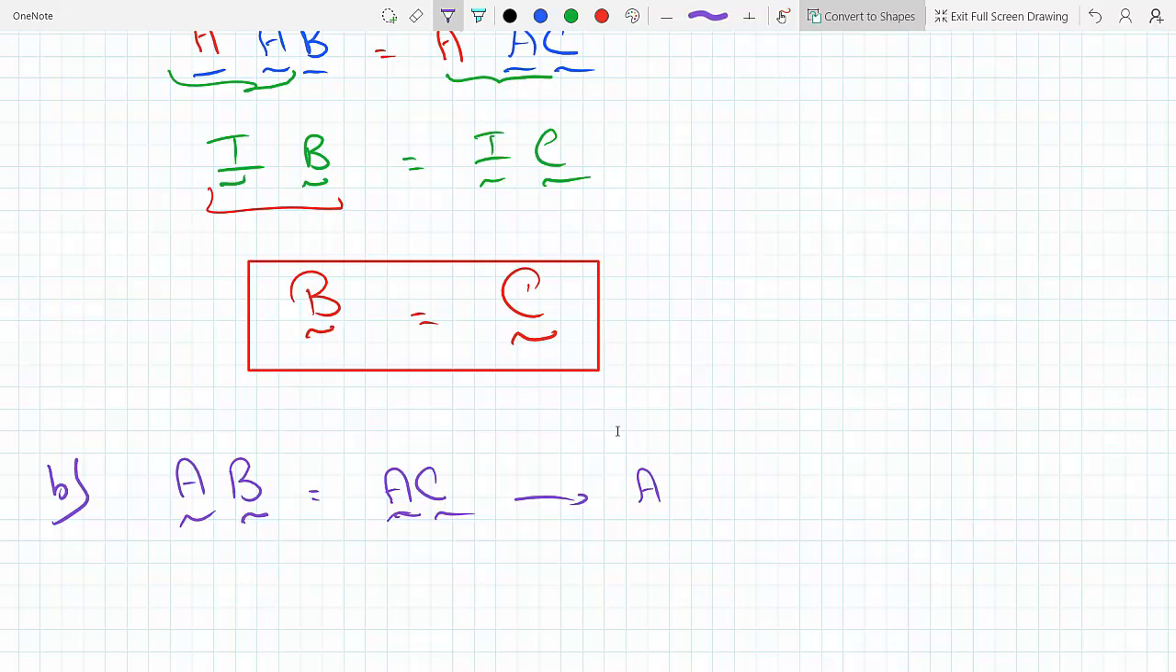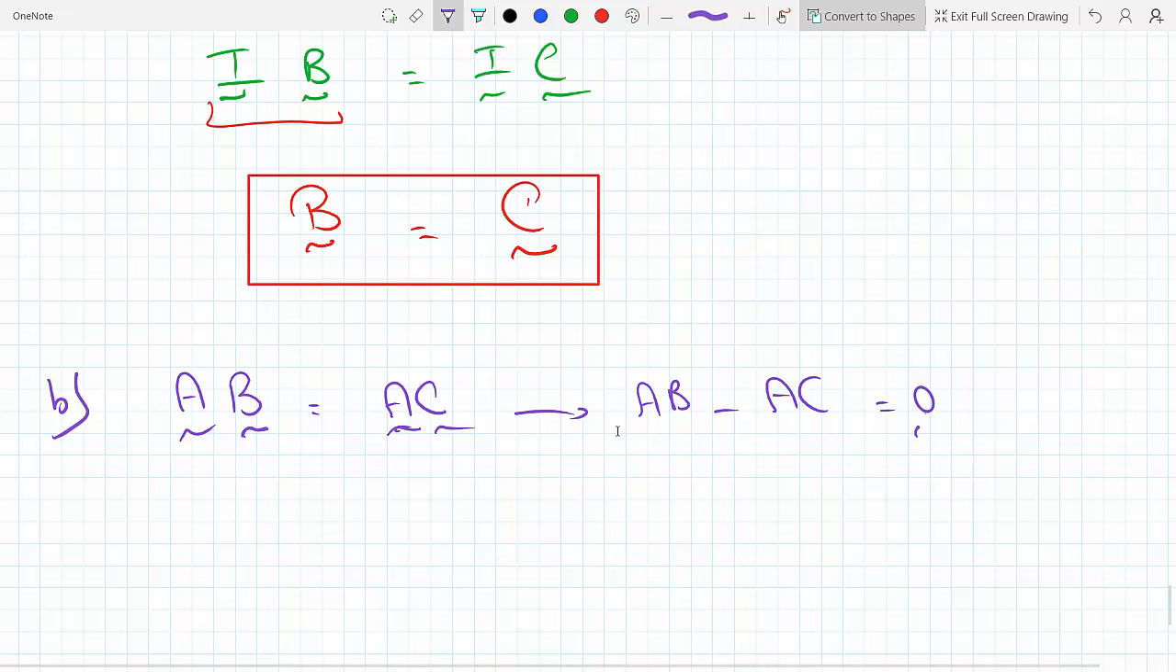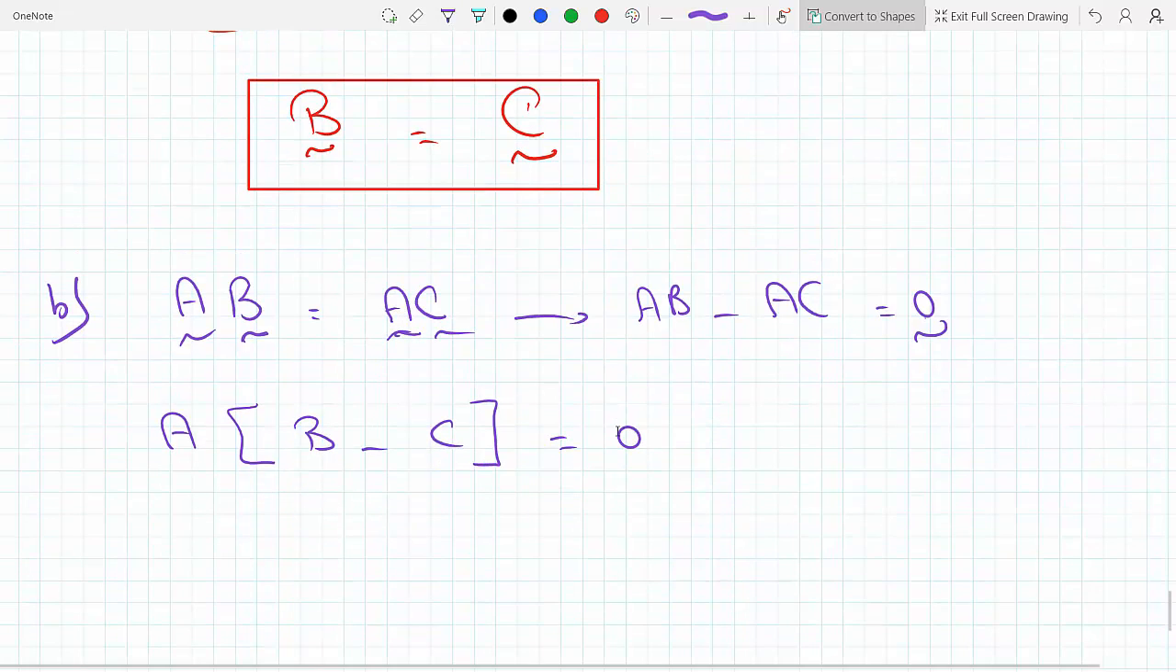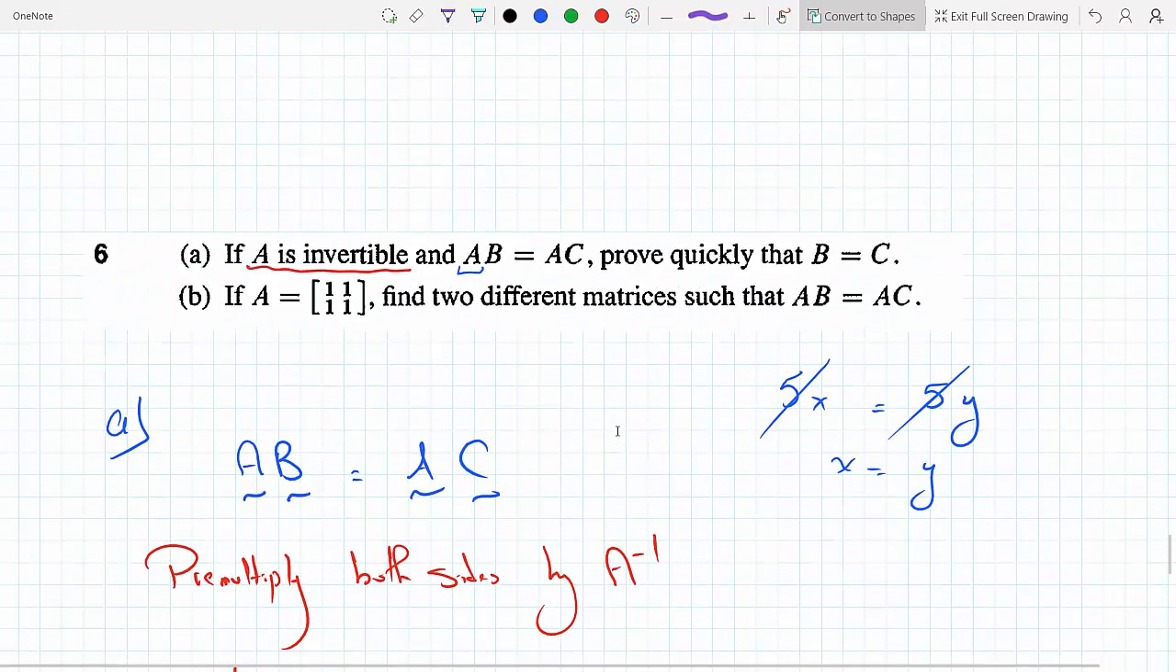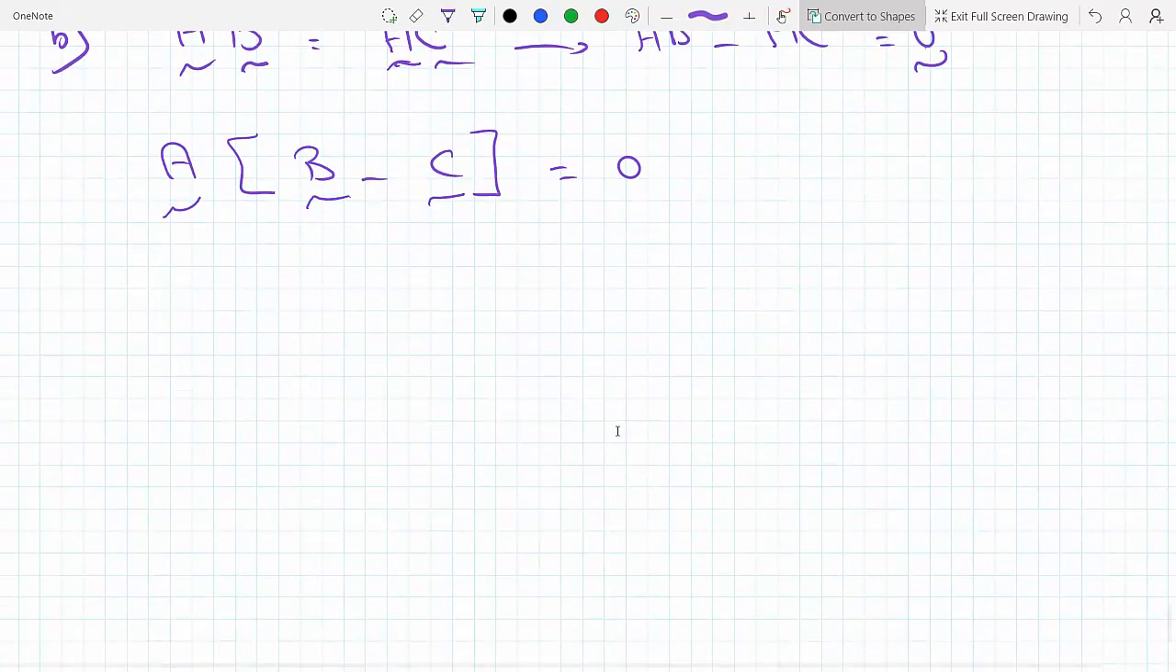So then AB minus AC equals 0, the zero matrix. And now I could factor out A, and I would get A times (B minus C) equals 0. Now that means either A has to equal 0 or the difference between the two matrices equals 0. Since the question claims that I need to find two different matrices, it can't be that B minus C equals 0. Otherwise, if this equals 0, then B equals C, and that's not what I'm trying to find.